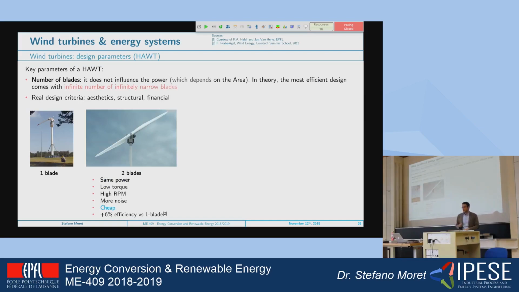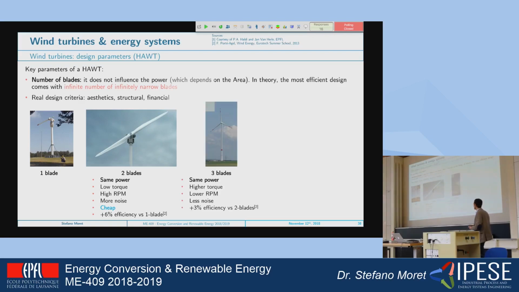The number of blades, actually, as you know from the formula there, will not in theory impact the installed power. Because the power depends only on the total area, so the area will be the same if you have 1, 2, or 3 blades. What we notice is that normally the reason why we design turbines in a given way are related to aesthetics, to cost, and to structural reasons.